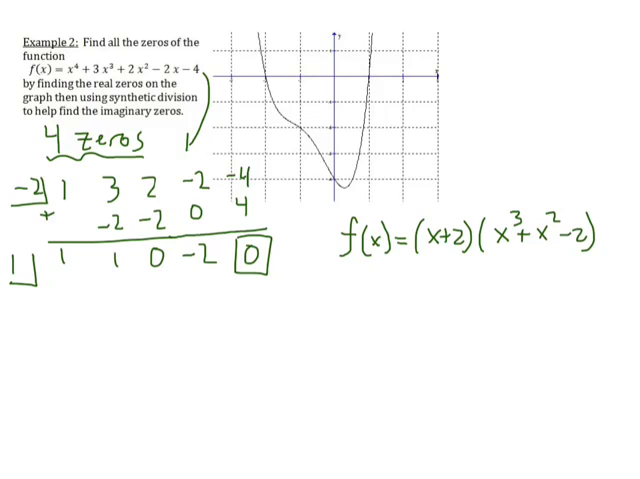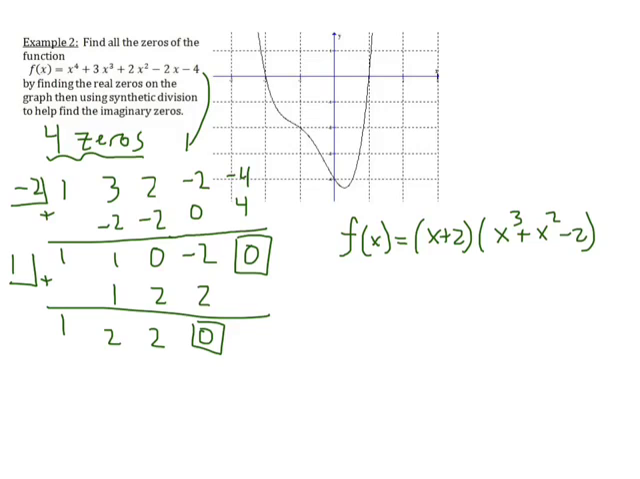Positive 1 should give us a 0 if we do our arithmetic right this time. We multiply, add, multiply 1 times 2 is 2, and add, and we get 0. So that's what we want. Since we get a remainder of 0, that means 1 is a zero of x cubed plus x squared minus 2, which means that it's a zero of the original function f of x.